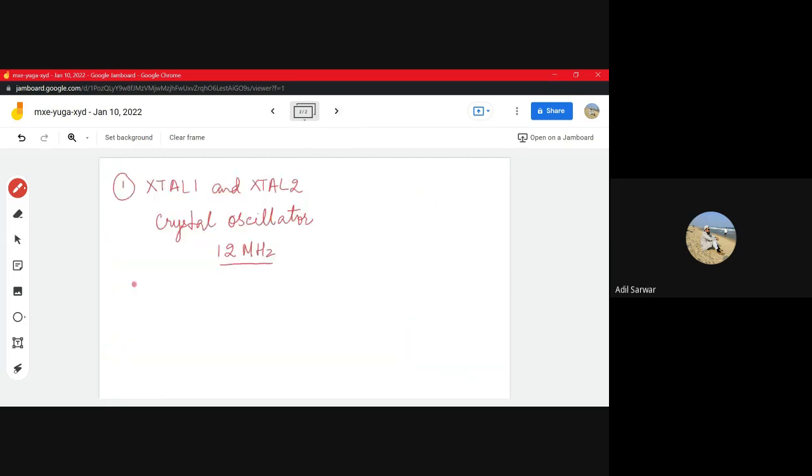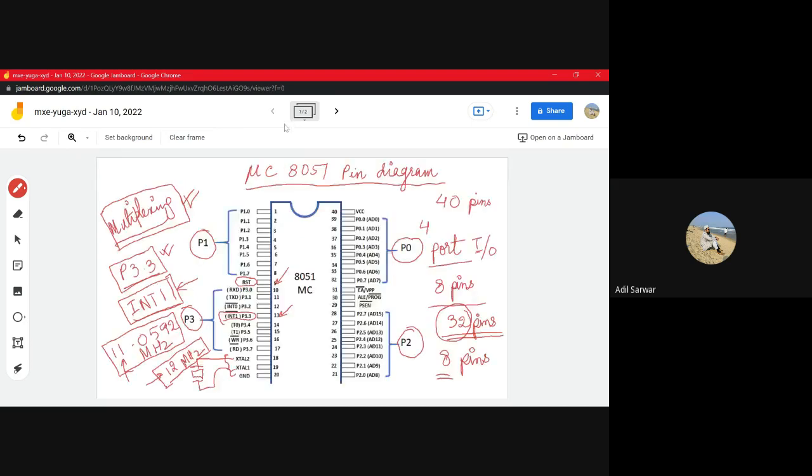Now let's move forward and take up another pin, pin number 9, which is RST, the reset pin. As the name suggests, reset means, what is going to happen?